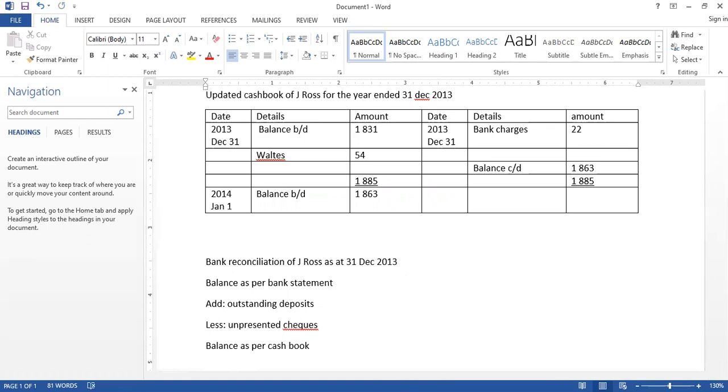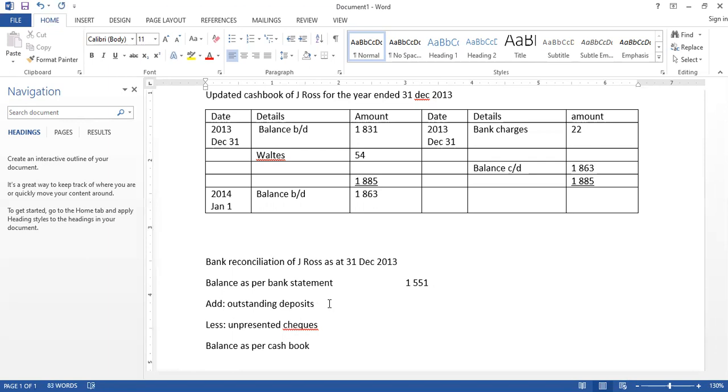What is our balance as per bank statement? So we go to our balance column. The last amount in your balance column is the balance as per bank statement, the 1,551. So 1,551 is our balance per bank statement. And then you move on to add outstanding deposits.